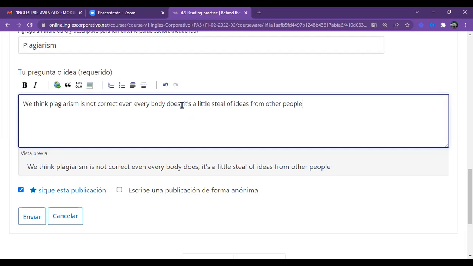Oh, maybe we can put it here sometimes. Yeah. But at the end, we are. But it's a. I don't know how to continue. It's very hard for me, this topic. It's difficult to write.